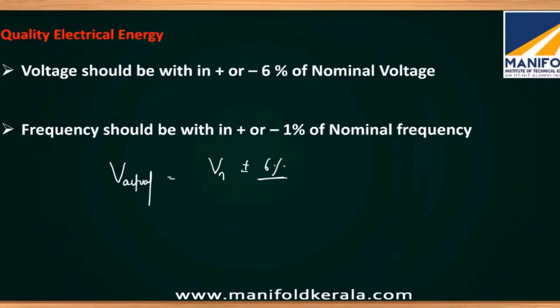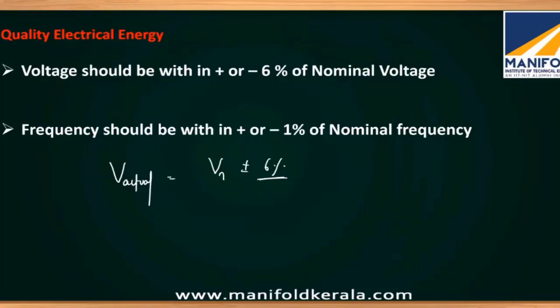Suppose if you're having a very good utility, they may not even allow 5% voltage fluctuations. But if your utility is poor, like in northeastern states where the utilities operate in very worst condition, there the allowable tolerance may be more than 10%.